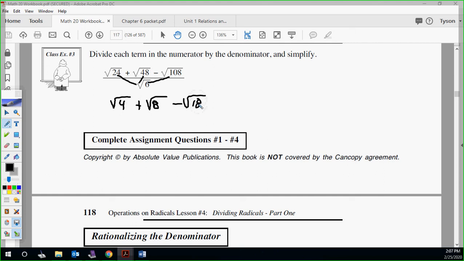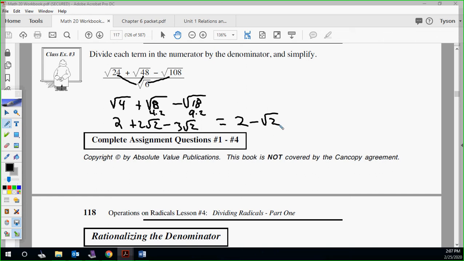Root 4 we don't have to break down. That's just 2. Root 8 is 4 times 2 for 2 root 2. And 18 is 9 times 2 for minus 3 root 2. And then from our lesson 2, with adding and subtracting, we can do the 2 root 2 and the negative 3 root 2. So your final answer here is 2 minus root 2. So it's 2 root 2 minus 3 root 2. They're both root 2, so it's 2 minus 3, which is negative 1. That's like a negative 1 right there. Yep. Okay, anything else there?